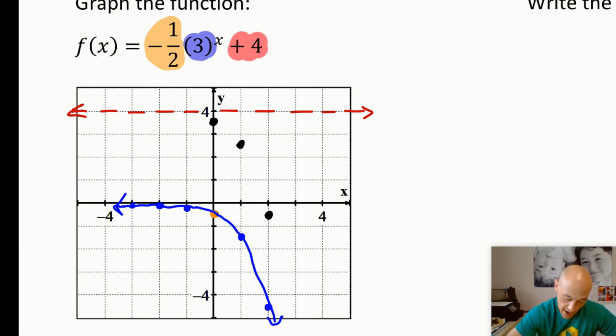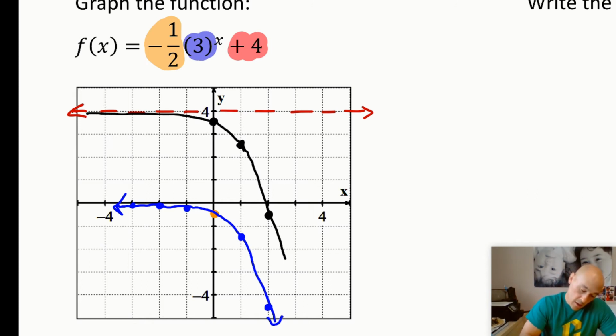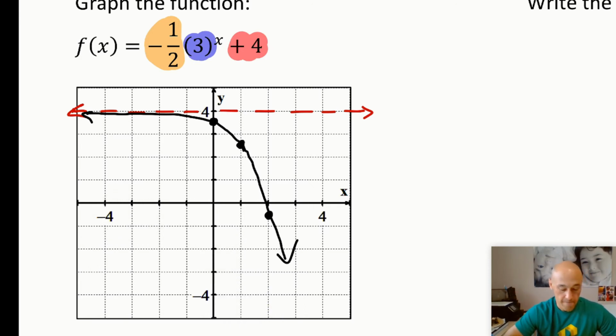And so we can graph like this, and we'll just get close to this horizontal asymptote like that. And now we should erase our original working here. And so that's the easiest way to graph these kinds of things.